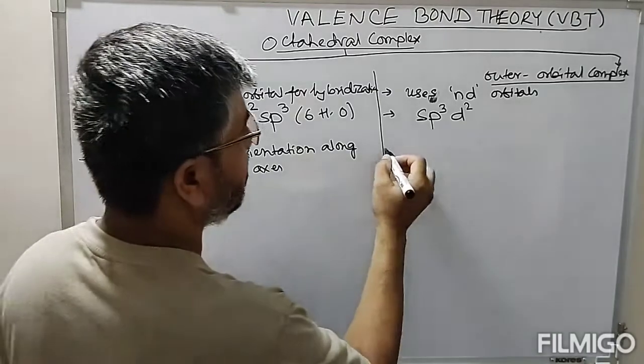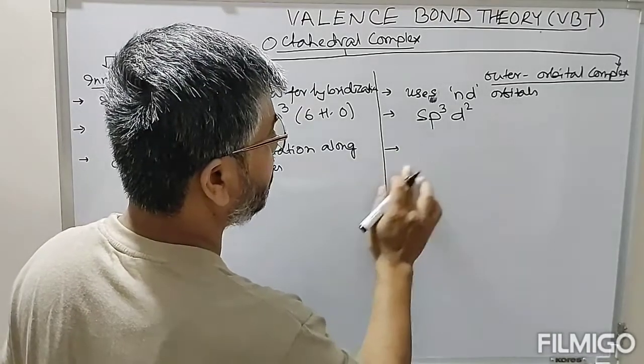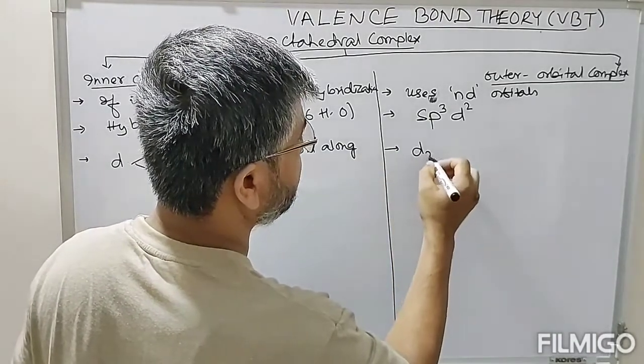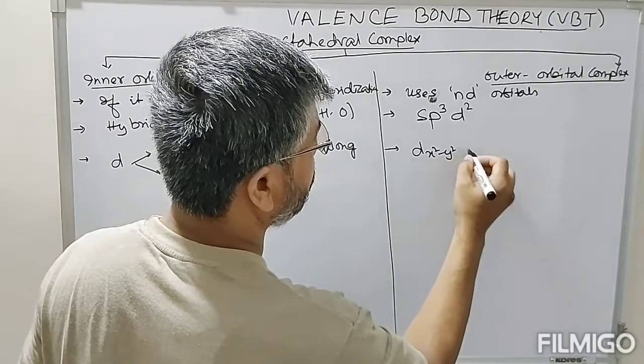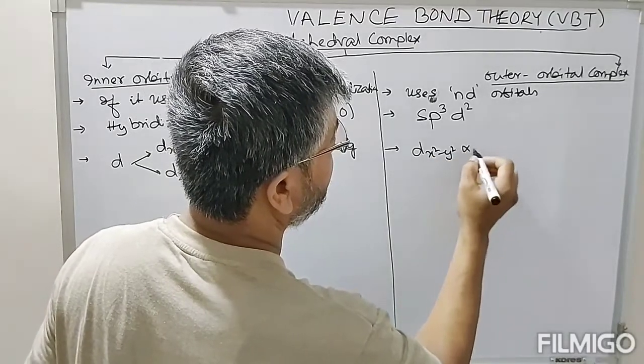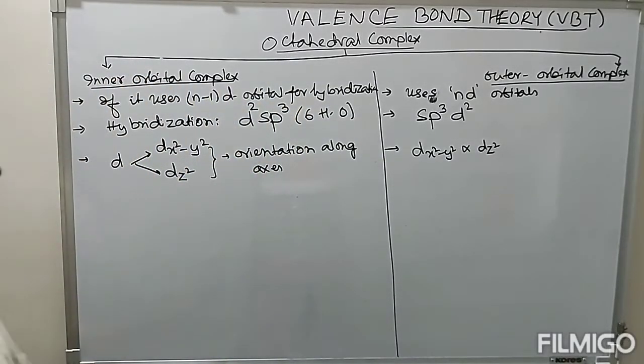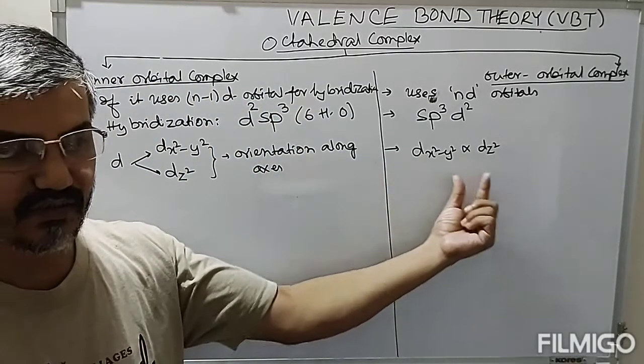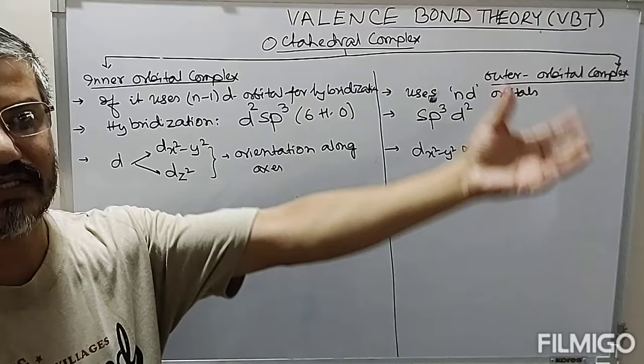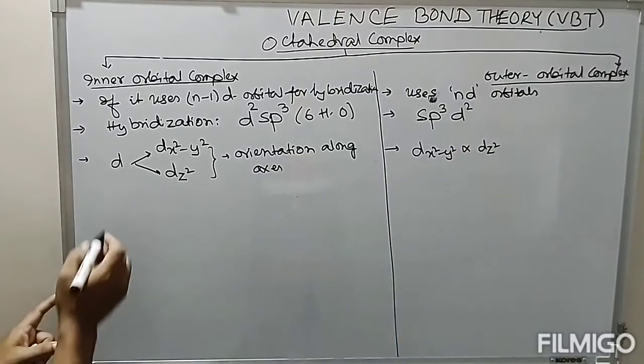Similarly, in this outer orbital complex, the d orbitals used are dx²-y² and dz². Again, because of the same reason, because these have orientation along the x axis, y axis and z axis, we can have maximum overlap.